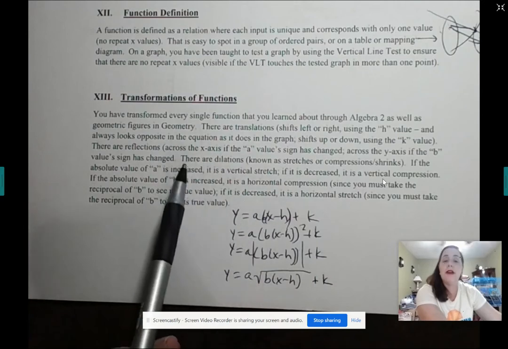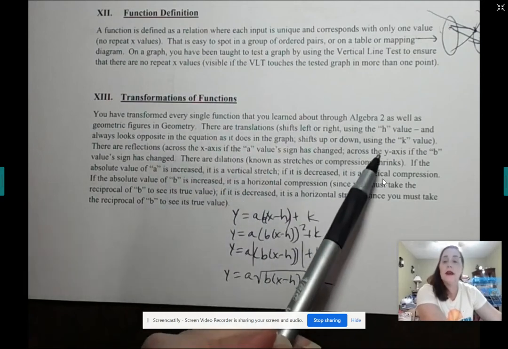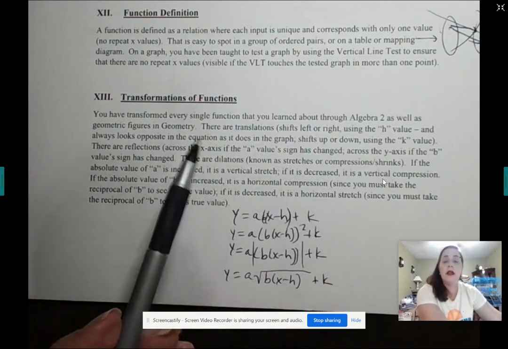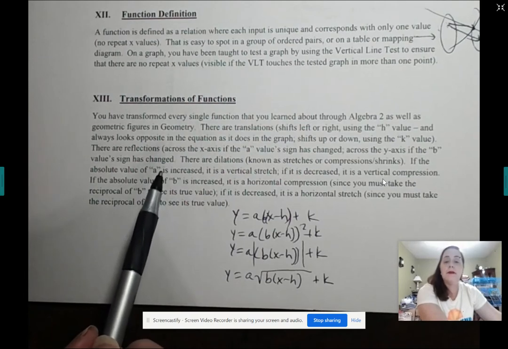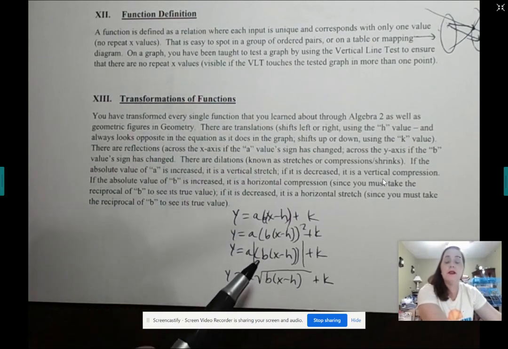H moves something left or right. It's the opposite of what it looks like. K moves things up or down. A's will stretch or compress something if we change it from a 1 to something that's not a 1. Remember, the sign will flip it. If the A sign flips, it's a reflection across the x-axis.